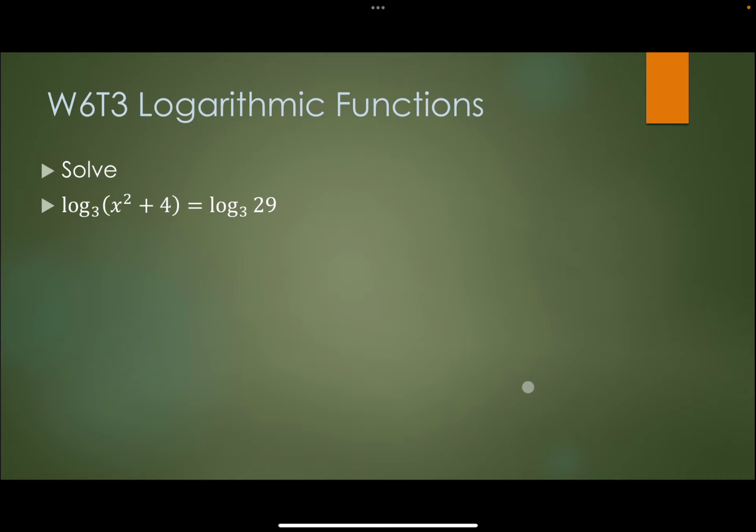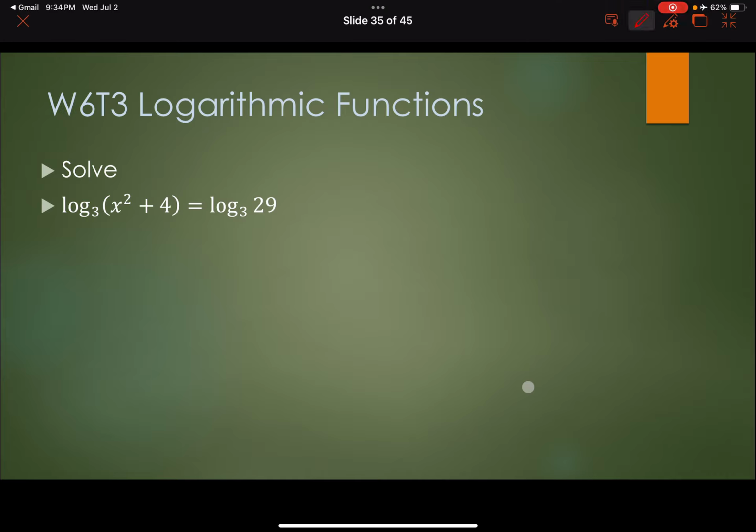Okay, so now I want you to notice the log and the log, exact same log. Since those are the exact same log, we can just set the insides equal to each other. Since the insides are equal, we just solve this. We subtract 4 from both sides, and we get x squared equals 25. Then we square root, so x is equal to plus or minus 5. When you square root, you have to consider there could be both solutions. Hopefully you got that as well.